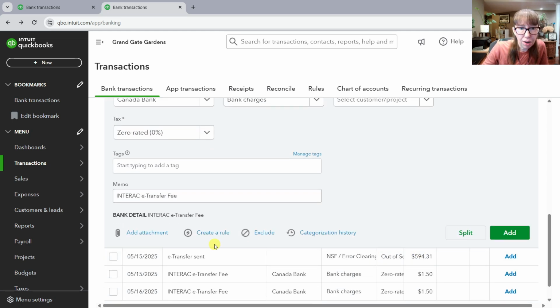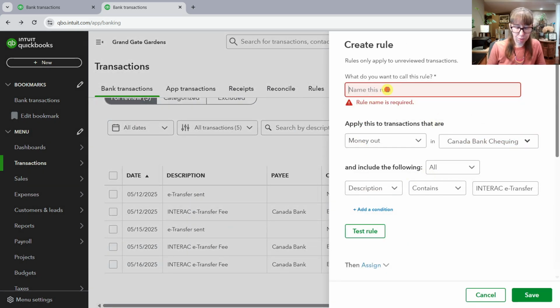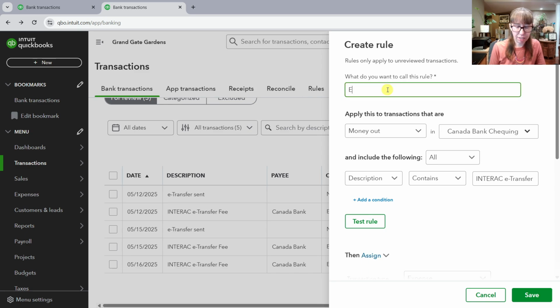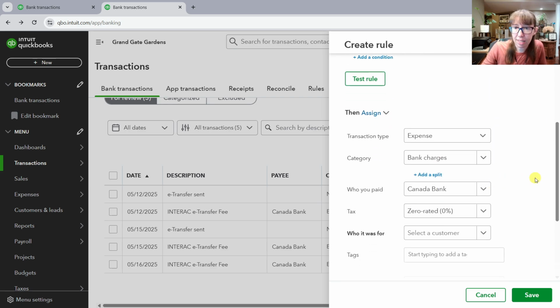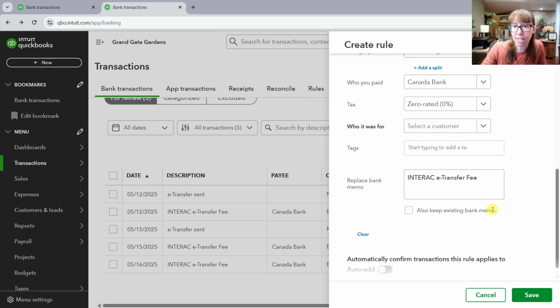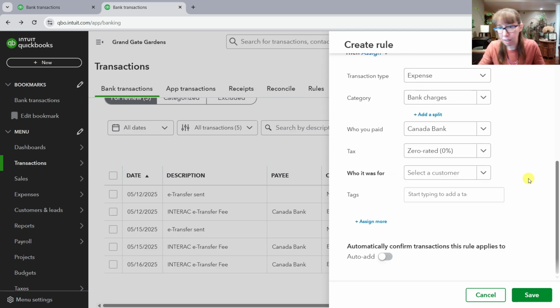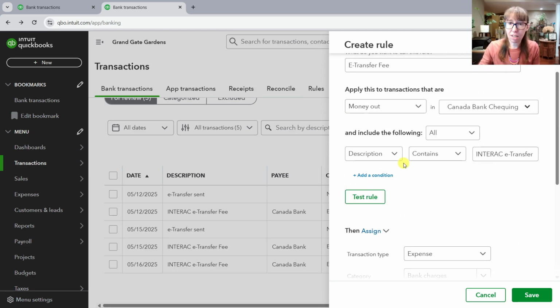And we're going to go ahead and create the rule, and we're going to call this the e-transfer fee. And the description, Interac e-transfer fee. Excellent. All the things that we just lined it up with. I don't want to replace the bank memo. And again, we're not going to auto add it because we didn't say as long as it's $1.50.